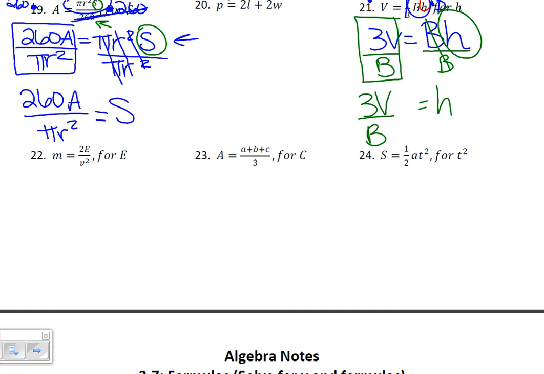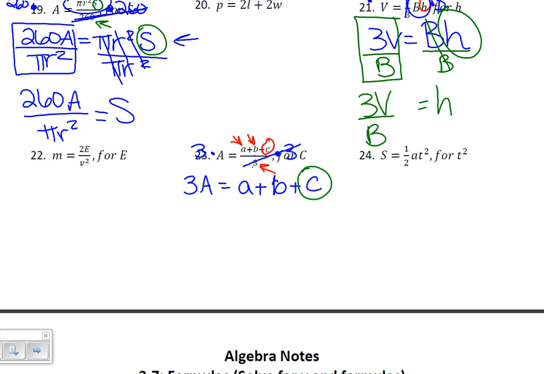So number 23 here, I want to solve for C. On C they've done a lot of things. They added B, they added A, they divided by 3. I remember we would always get rid of that fraction first, so I want to get rid of that 3. The opposite of dividing by 3 is to multiply by 3, and I'm multiplying both sides by 3. My 3's will cancel, so I have 3A equals A plus B plus C.